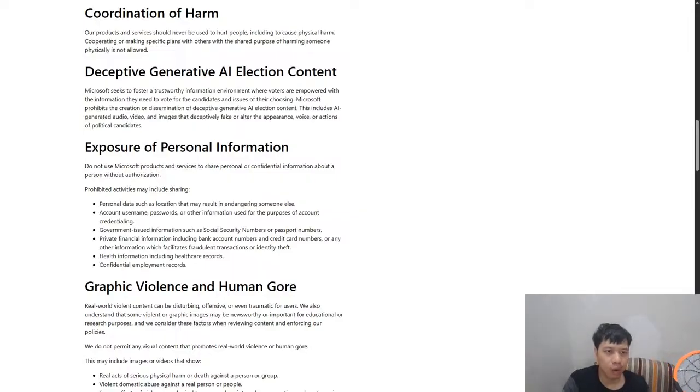Coordination of harm. Our products and services should never be used to hurt people, including to cause physical harm. Cooperating or making specific plans with others with the shared purpose of harming someone physically is not allowed. So you use Microsoft platform to organize attack against other people. I think Microsoft don't want to be participating in that. I would support it 100%.